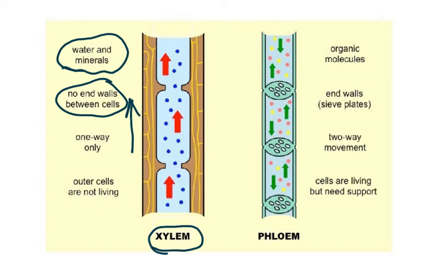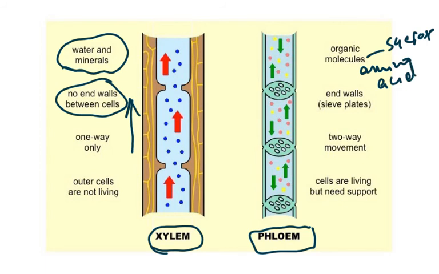Now in the phloem, number one, they're organic molecules, and the organic molecules are sucrose and amino acids in solution. And the end walls have sieve plates, and of course they have two-way movement.